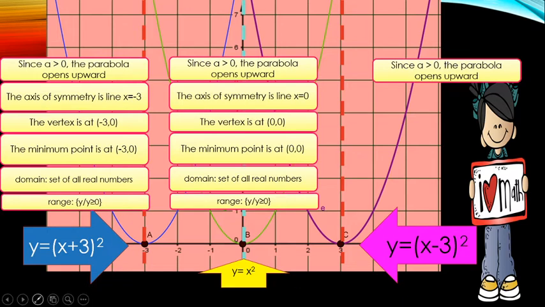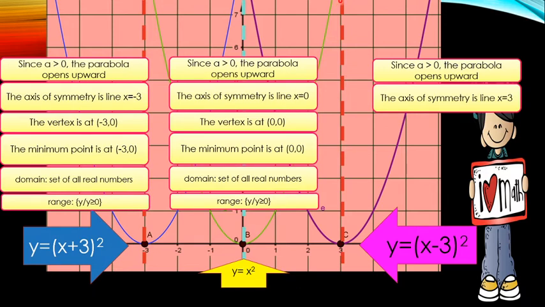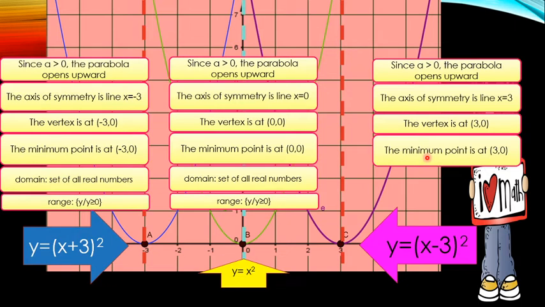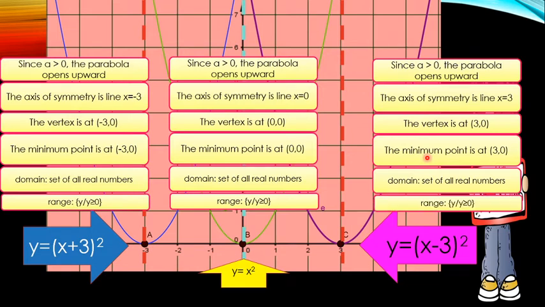Lastly, since a is greater than 0 again, the parabola opens upward. The axis of symmetry is the line x equals 3, because the graph of the function y is equal to (x minus 3) squared is divided at this value of x, which is 3. Or just simply get the value of h here. Since this is negative, it becomes positive 3. The vertex is at 3, 0. And that is the minimum point, 3, 0. The domain is the set of all real numbers. And the range is all values of y which are greater than or equal to 0.